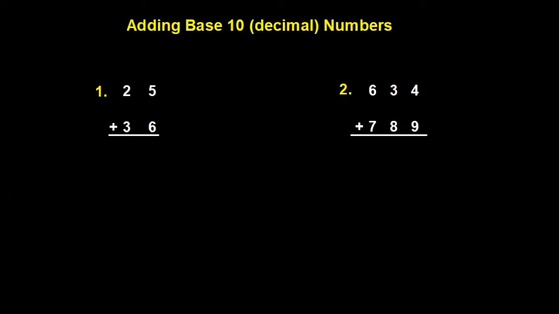Let's move on to this demonstration now. Adding base 10 numbers or decimal numbers. The decimal system is also referred to as the base 10 system. Alright, in regular addition, so for example 25 plus 36, we would normally say, okay, 5 plus 6, 11.